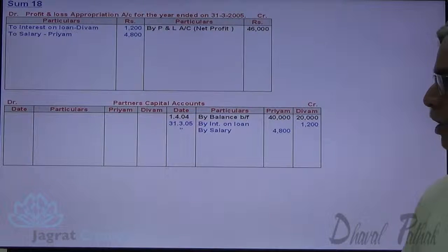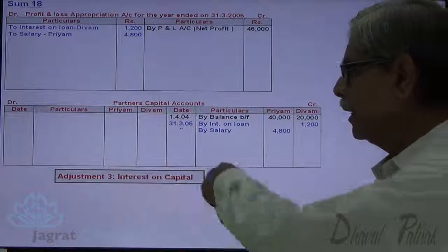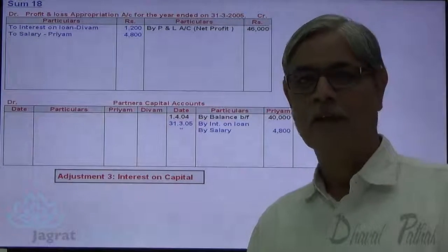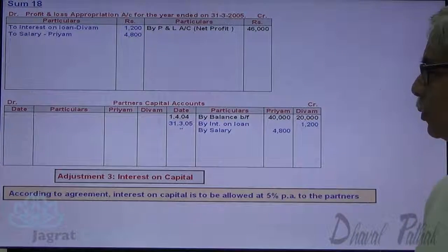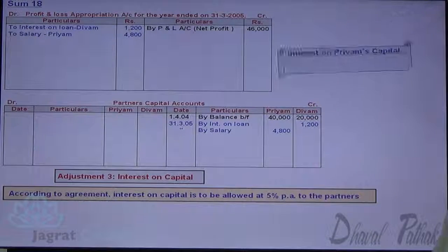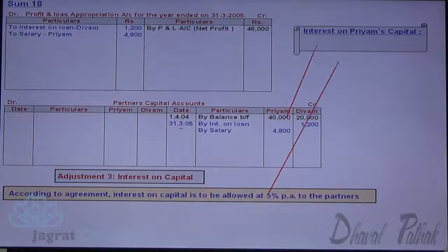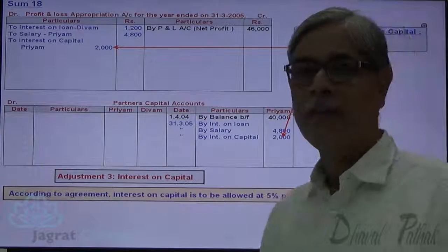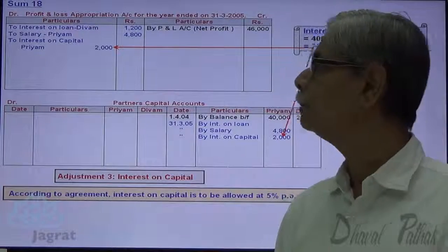Now next adjustment, interest on capital. Capital balance is 40,000 and 20,000. There is no additional capital. So interest on capital is to be calculated at 5% per annum. Let me calculate that for Priyam. 40,000 into 5%. 2,000 credited to Priyam's capital account and it is also an appropriation of profit, so debited to profit and loss appropriation account.